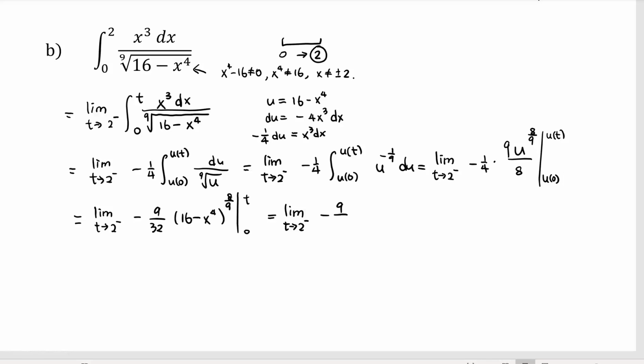So minus 9 over 32 times 16 minus t to the 4th, to the 8 over 9. Minus, we plug in 0, but minus negative becomes positive 9 over 32. When we plug in 0, we get what? 16 to the 8 over 9, right? Okay, what happens when t goes to 2?